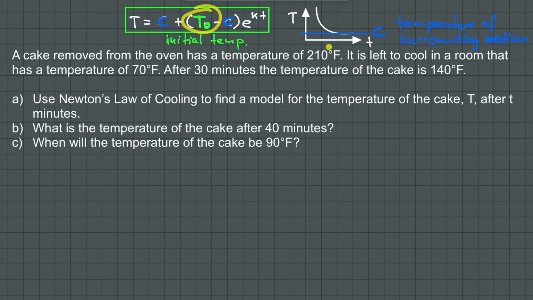The initial temperature is 210 degrees Fahrenheit because that's the temperature when the cake is removed from the oven. The constant temperature of the room is 70 degrees Fahrenheit. And after 30 minutes, the temperature of the cake is 140 degrees Fahrenheit. We are going to substitute these four values into Newton's law of cooling. So we can write 140 equals 70 plus (210 minus 70) times e raised to the power of k times 30. Now we can find k, the negative constant.